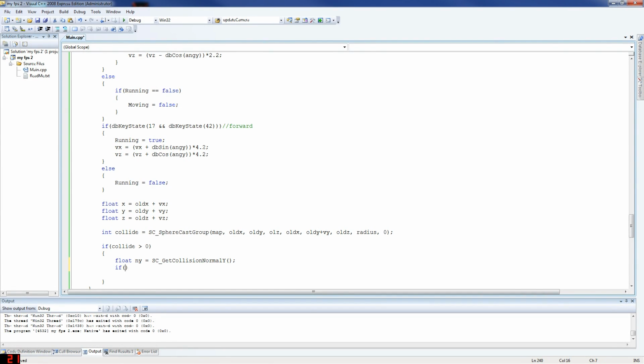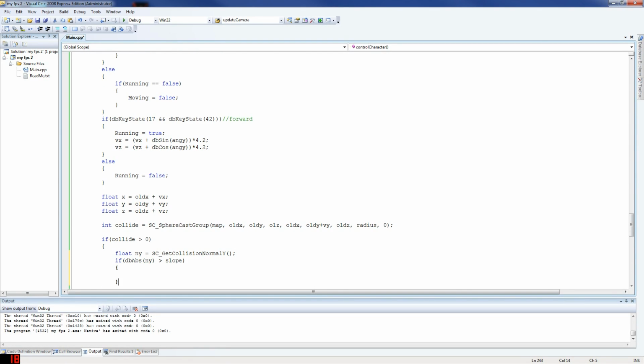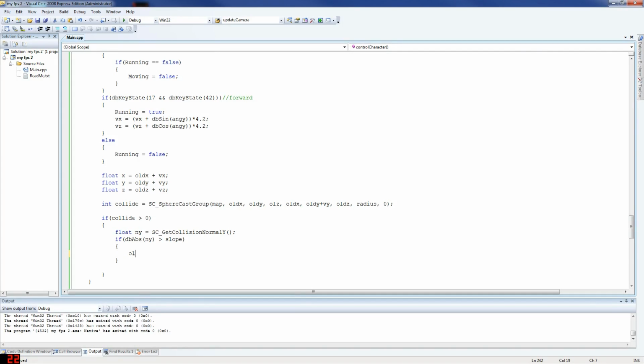If db abs, and from what I understand, this function here, db abs, is used to find out the positive value of a negative number. So if it was a minus four number, it would return a 4. I think that's what it's supposed to do. Not 100% sure, but I'm sure I read up on it. So old y equals sc get static collision y. Okay.